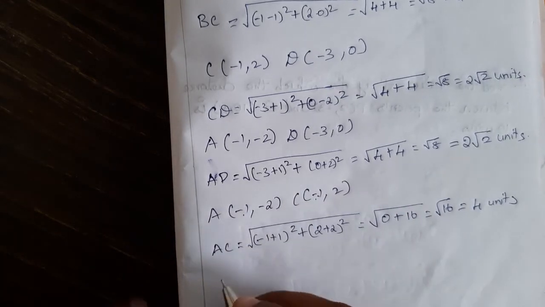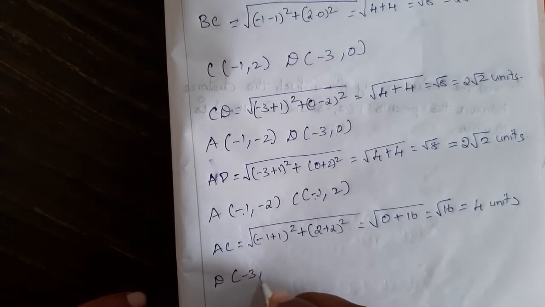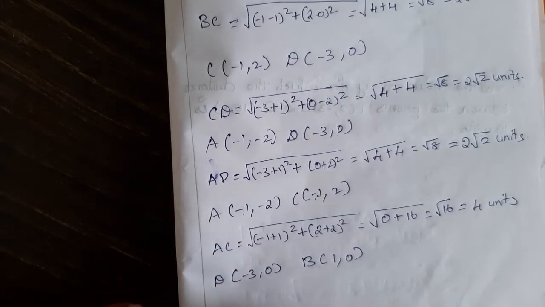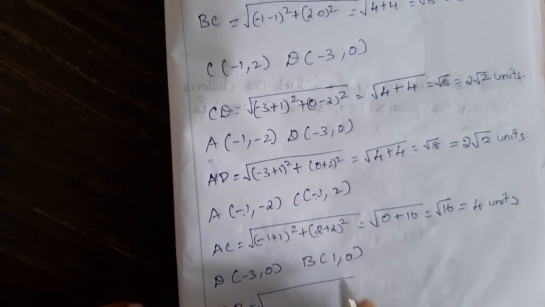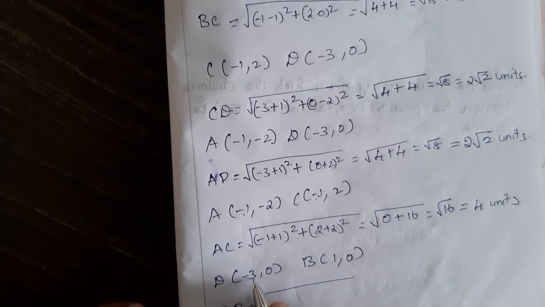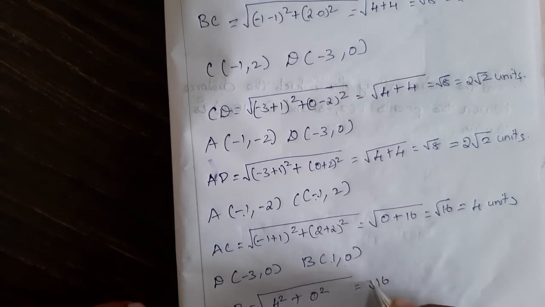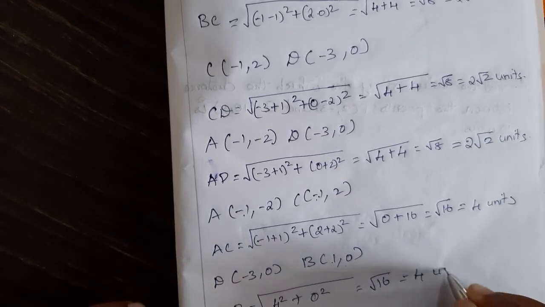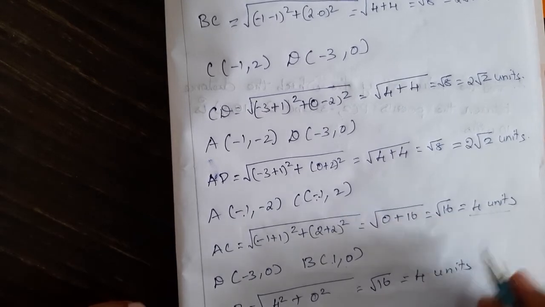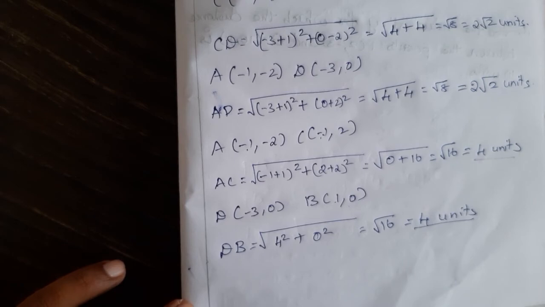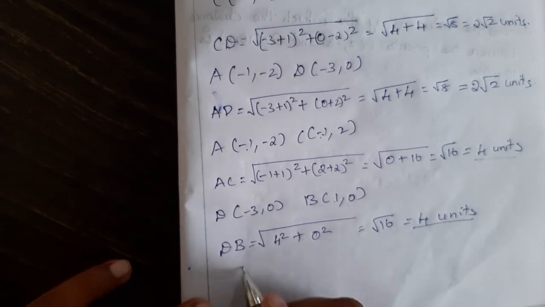And the next diagonal is DB. D is (-3, 0) and B is (1, 0). So distance DB is equal to the square root of (1 minus -3, which is 4) squared plus 0 squared. 4 squared is 16, the square root of 16 is 4 units. Yes, the diagonals are also the same. So the given quadrilateral is a square, right?